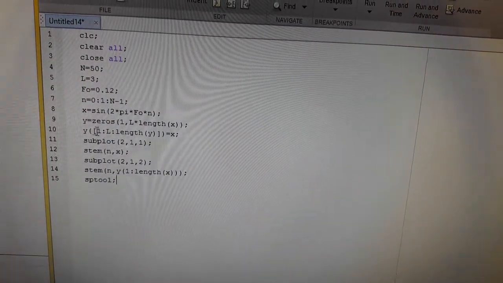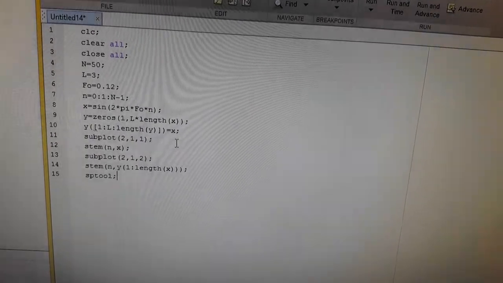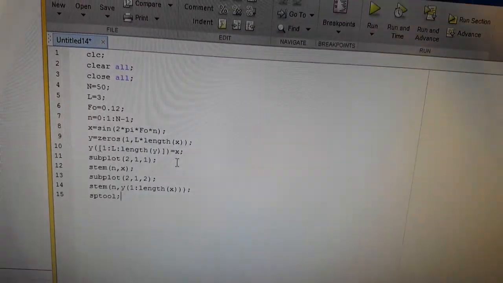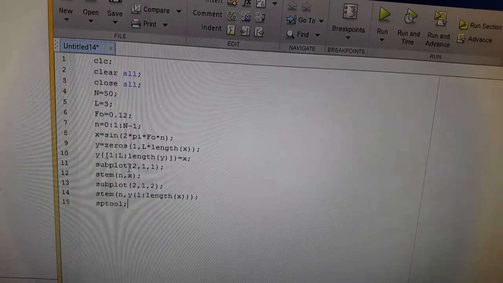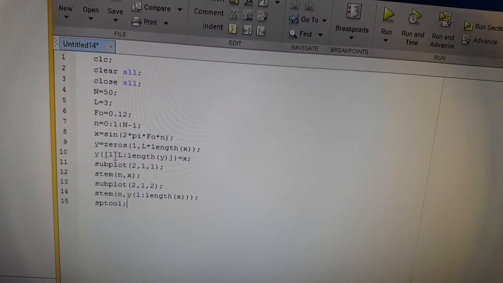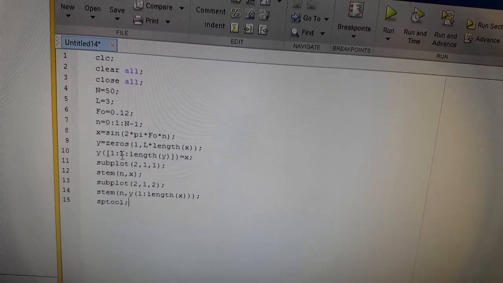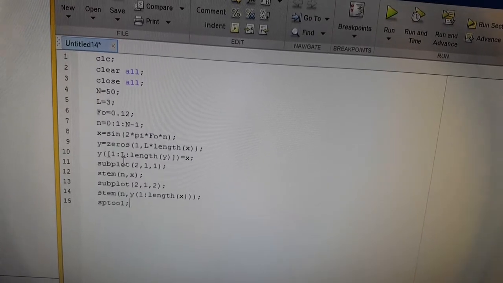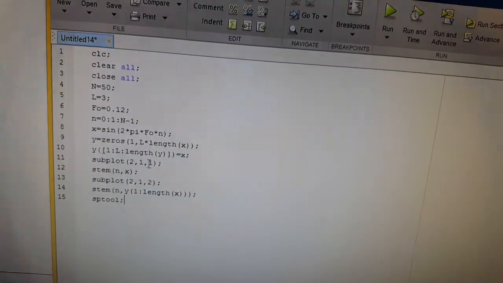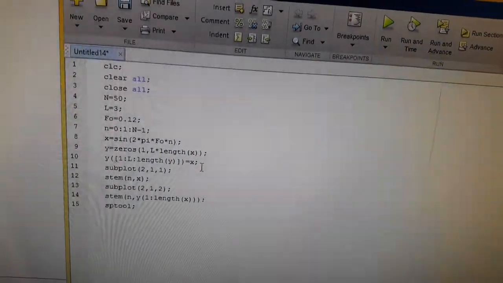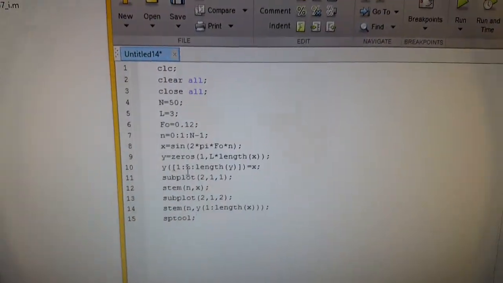Now y(1:L:length(y)) equals x. What we are doing over here is every value of x is given to every Lth value of y. So L is 3, step size is 3. The 0th value of x becomes the 0th value of y. First value of x becomes the third value of y. Second value of x becomes the sixth value of y, and so on and so forth.